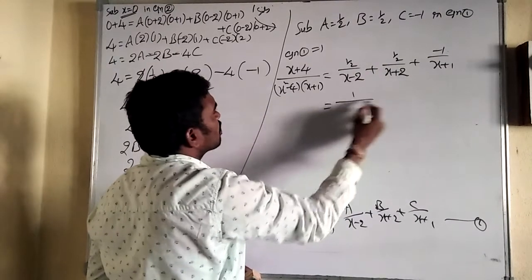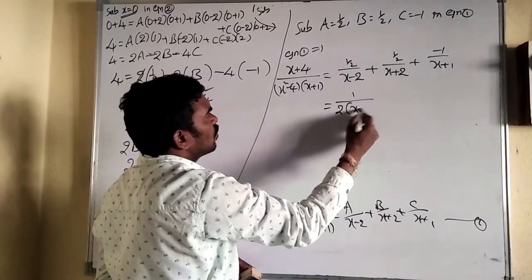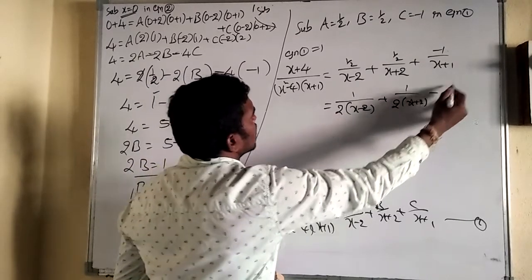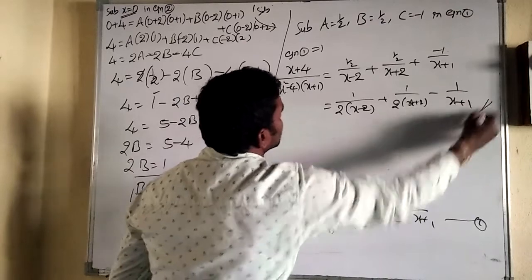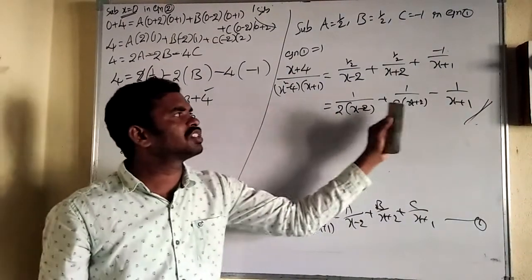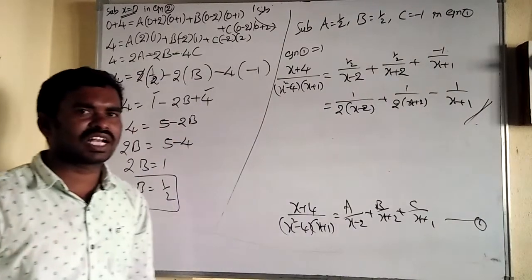So finally, one last step: the 2 goes to the denominator, 1/(2(x − 2)) + 1/(2(x + 2)) − 1/(x + 1). So in this way we can divide the given fraction into partial fractions. Okay, is it clear?